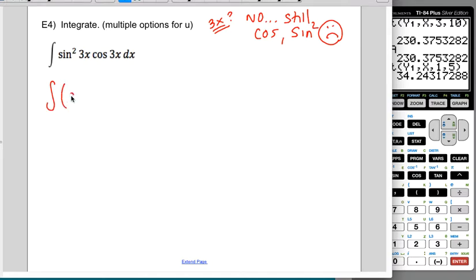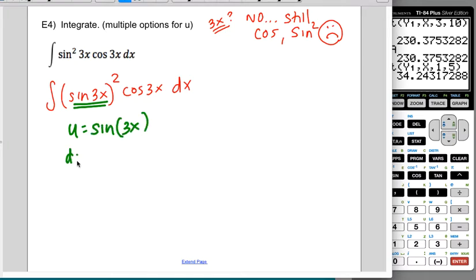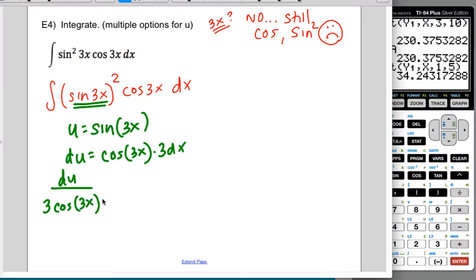But then your next question might be, okay, well, what other function is inside a function? If we rewrite this as what we'd have to type in our calculator, which is sine of 3x quantity squared times cosine of 3x dx, then it becomes a little more obvious. The function that's inside that would make my life easier is if I pick u to be the sine. So u is sine of 3x, which means that my du is going to involve a chain rule, right? The derivative of sine is cosine, but then I have to differentiate the 3x. So I'm going to get that my du is 3 cosine of 3x dx, so dx is du over 3 cosine 3x.